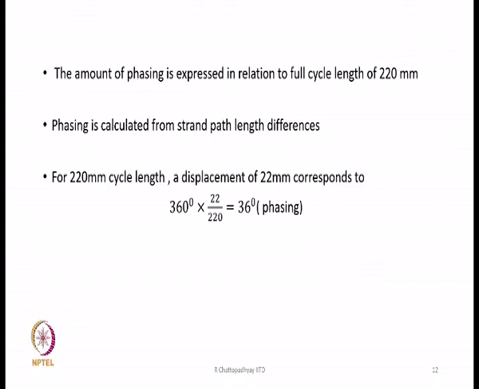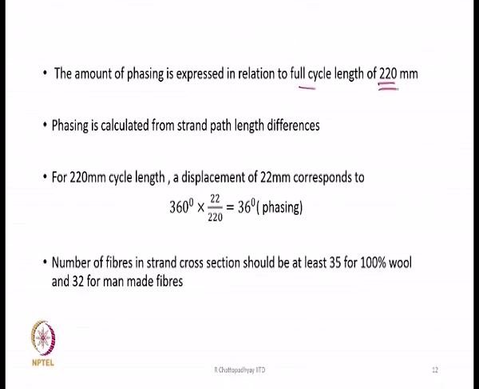The amount of phasing is expressed in relation to the full cycle length, which is 220 mm. Phasing is calculated from the strand path length differences. For a 220 millimeter cycle length, a displacement of 22 millimeters means 36 degree phasing. One complete cycle length is equivalent to 360 degrees, and therefore, for a 22 millimeter path length difference, the phasing in terms of angle is going to be 360 by 220 into 22, which will give you a value of 36 degrees.